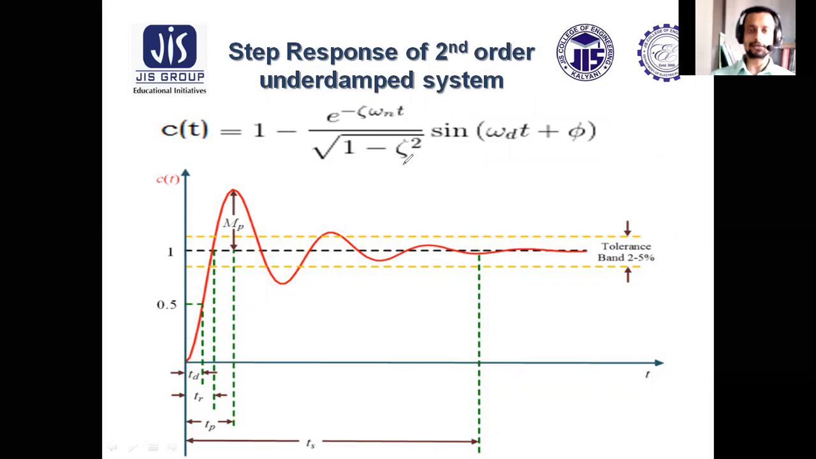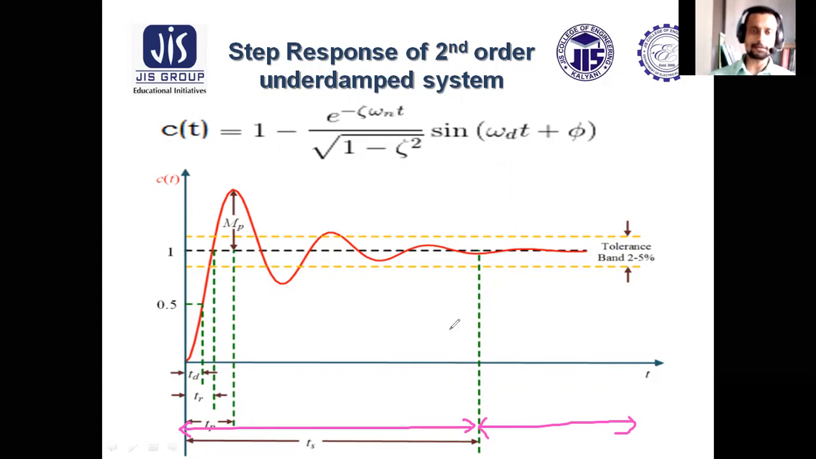So based on this equation, you can say this is a damped sine wave where damping is reducing. This damping depends on the value of zeta. Now this part is known as the transient part, and this part is known as the steady state part. What is the transient part? What is the steady state part? That we already discussed in the last class.